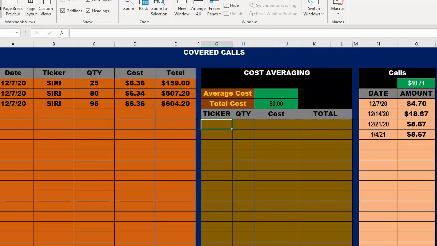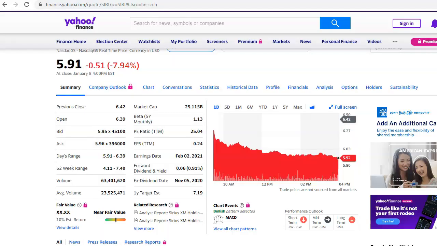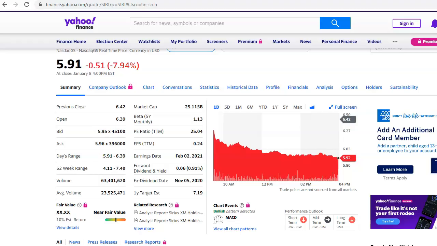I'm going to enter our quantities and the cost at which we bought. So we have 25, 80, and 95 at 636, 634, and 636, which is basically what we bought on December 7th. This will come out to an average cost of $6.35. The reason I'm showing you guys this is that Siri dropped this week. Siri is currently sitting at $5.91.